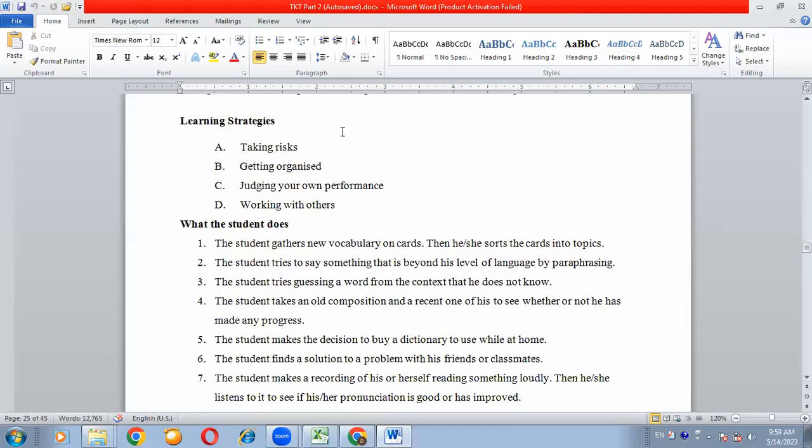The first one: the student gathers new vocabulary on cards. Then she sorts the cards into topics. Topics වලට අදාළව මොකද්ද වෙන්නේ? What is the answer you have written? Yes, answer is C. Judging your own performance.